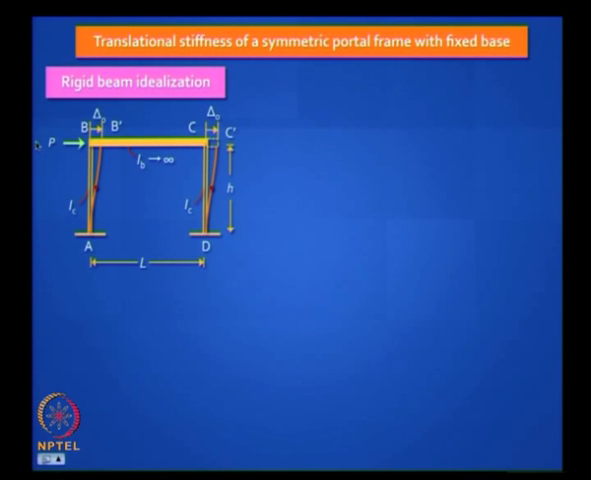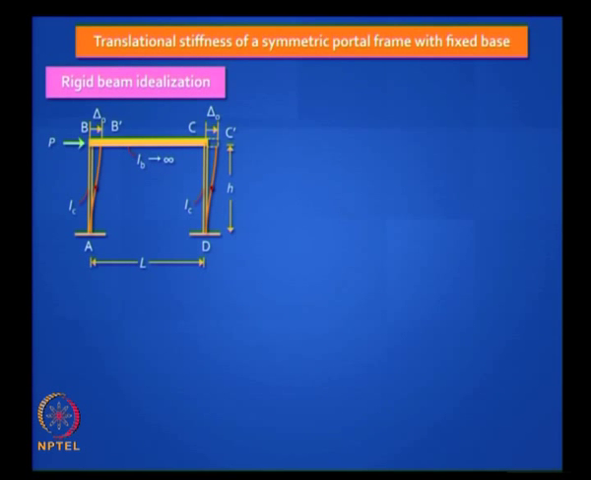Do you also agree that these two columns will move identically? They will have the same bending moments and same shear force. Do you also agree that this load P will be shared equally by the two columns? Now can you give me an expression for delta naught with that knowledge?